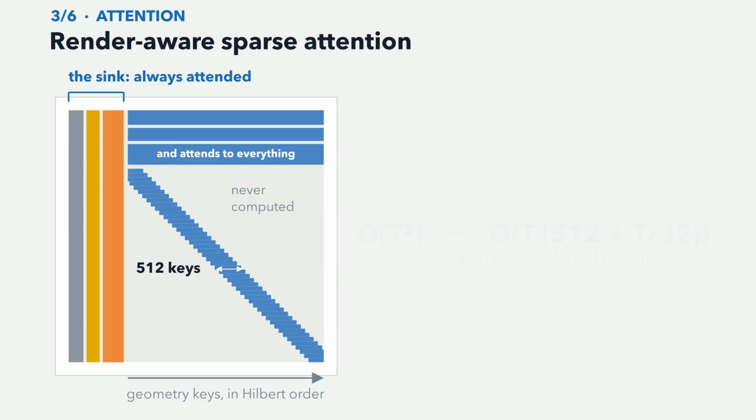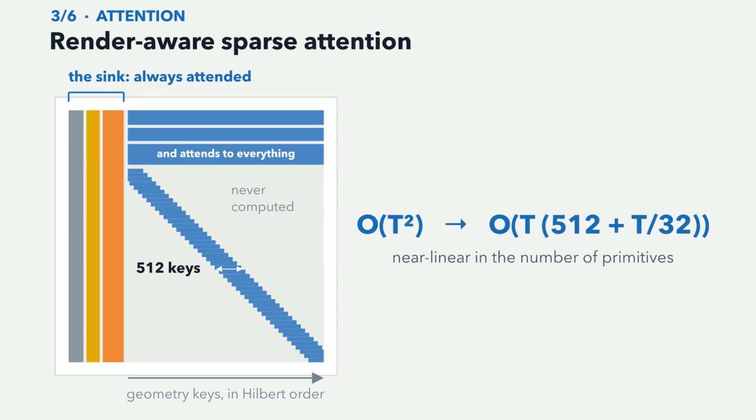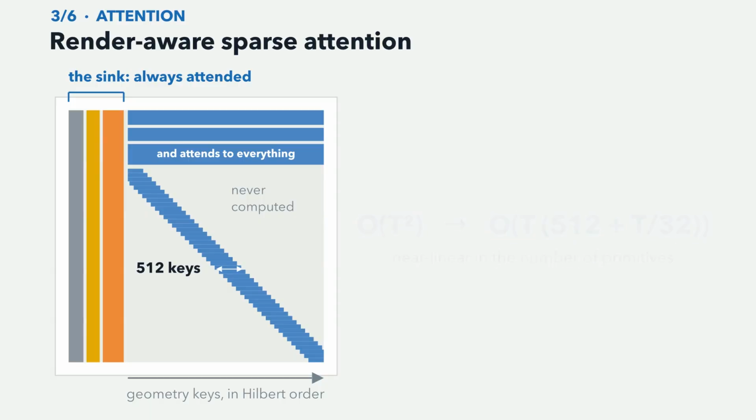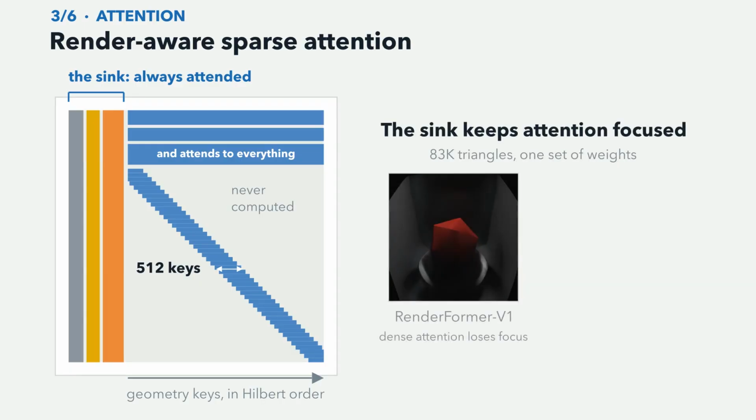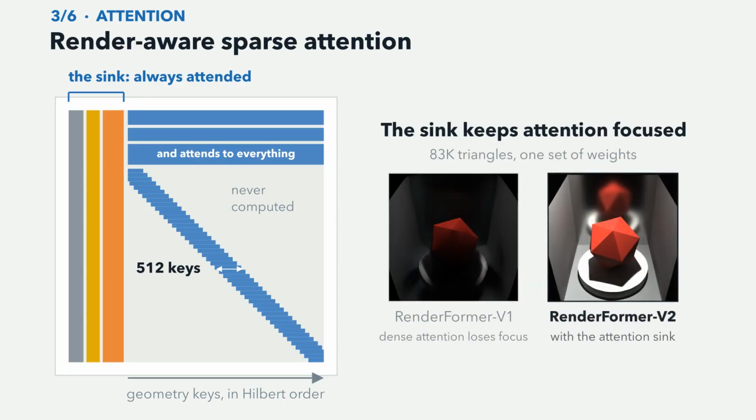Quadratic attention becomes near linear, and it is not only cheaper, it is better. At 83,000 triangles, dense attention loses focus and darkens the scene, while the sink keeps the highlight and the contact shadow. One set of weights renders all of this.